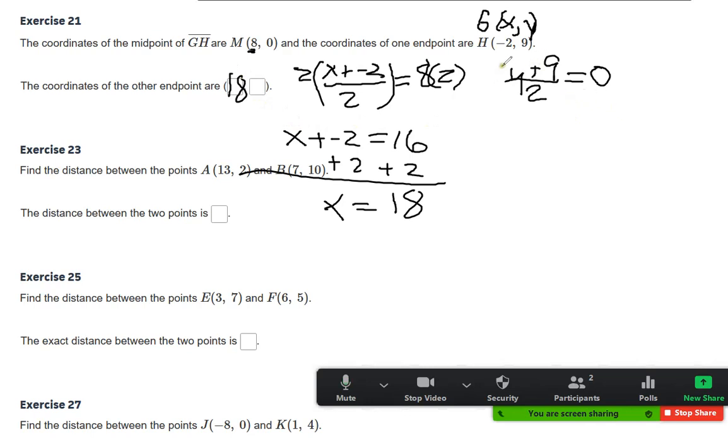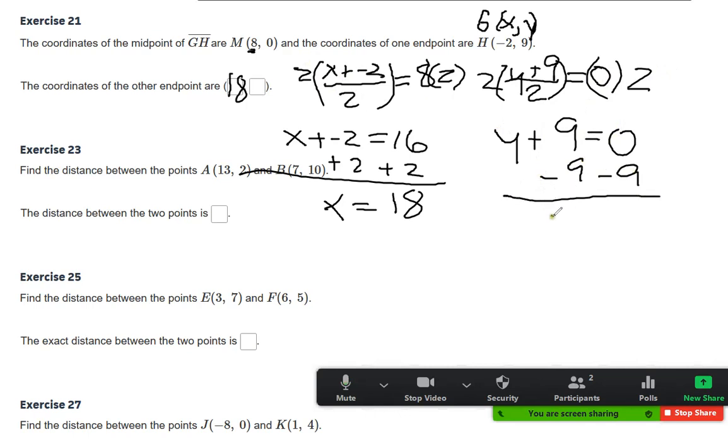Now, I'm going to multiply both sides by 2. The 2's cancel just like they did over here. That gives me y plus 9 is equal to 0, because 0 times 2 is 0. So if I subtract 9 from both sides, I get y is equal to -9. There we go. -9, that's terrible handwriting, but anyway, you got the idea.